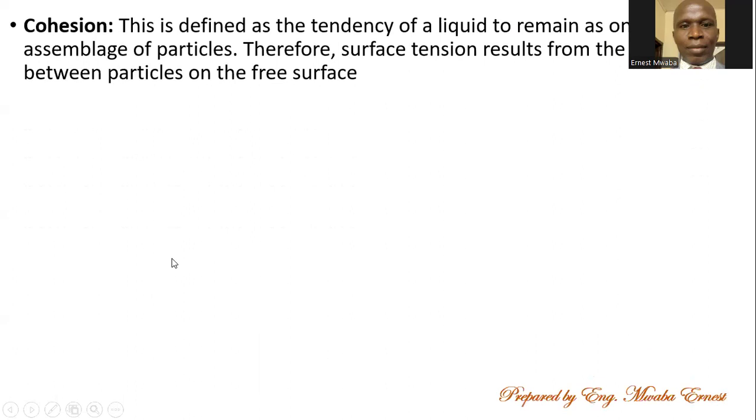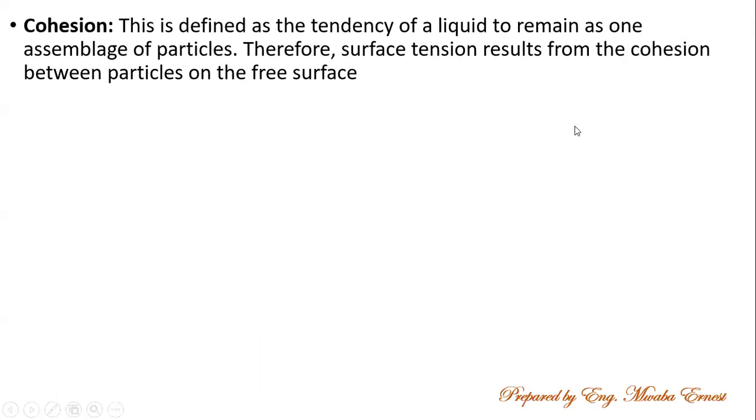So there's some terminology that is quite critical that we may need to understand from time to time. The first one is cohesion. Now, cohesion refers to the tendency of a liquid to remain as one assemblage of particles. You see this very commonly where liquids form what look like bubbles on surfaces. So that sticking together, coming together into those little particles, that is cohesion.